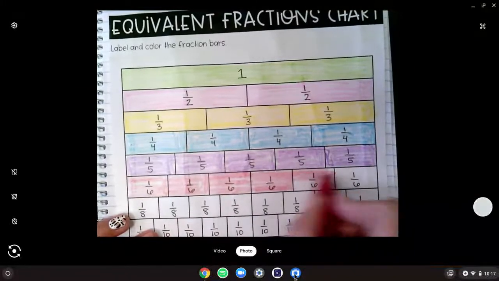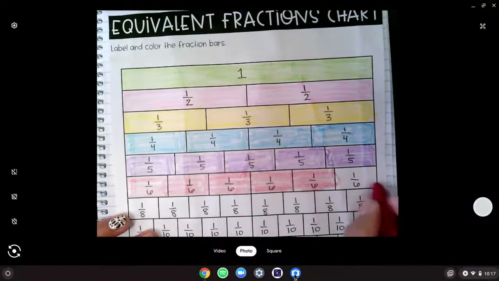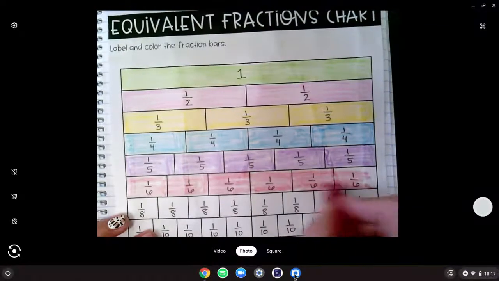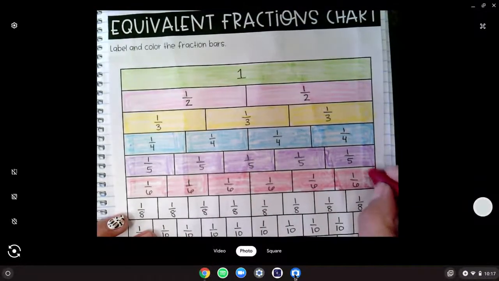Color in each 6th. Once again, how many 6ths does it take to make a whole? Oh my goodness, 6 of them.